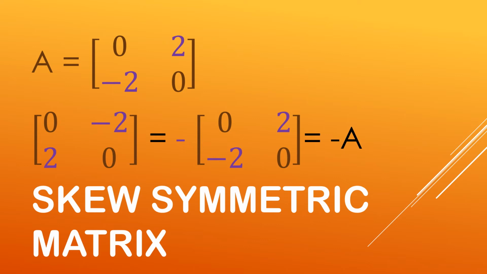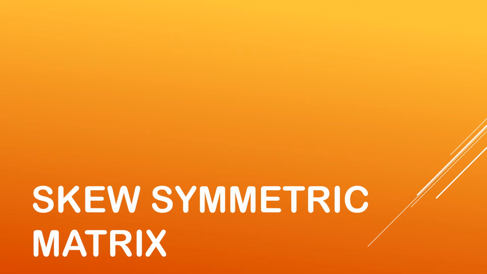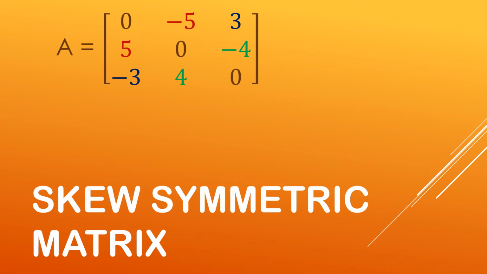As I said, a matrix is said to be skew symmetric if it is equal to negative of its transpose. Now consider a 3 by 3 square matrix. I repeat, a skew symmetric matrix will always be a square matrix, and also the elements in the leading diagonal, that is the diagonal elements, will be 0.